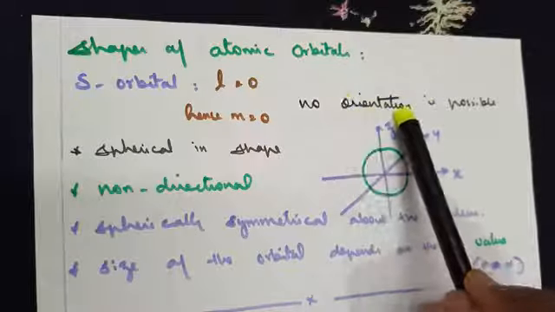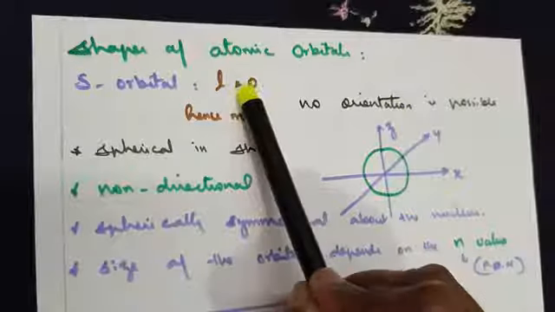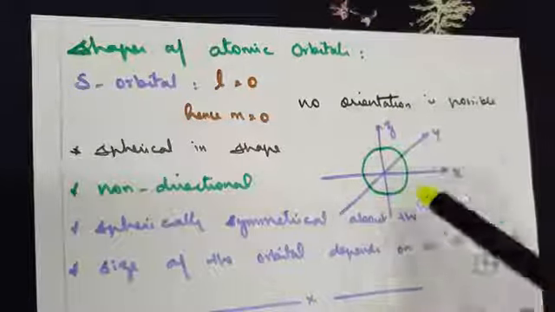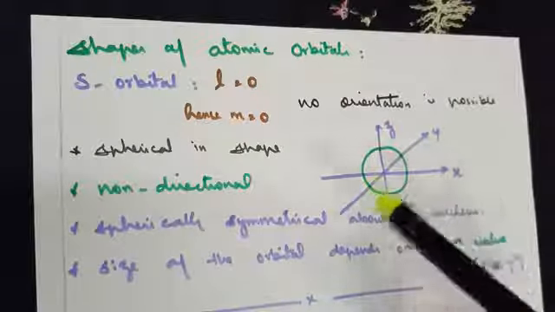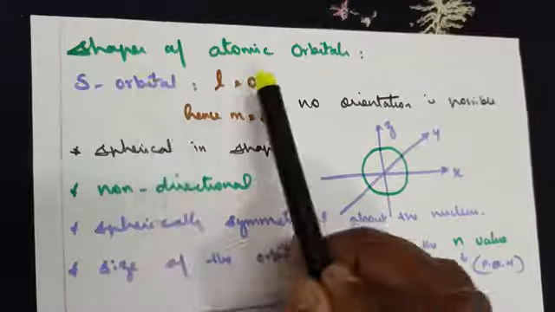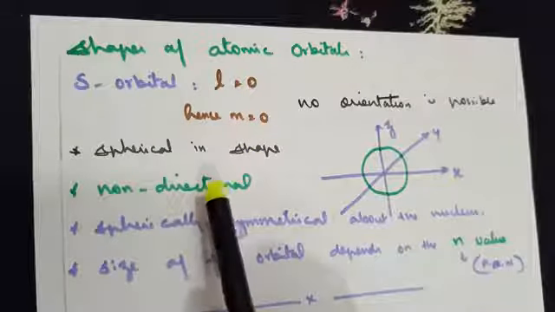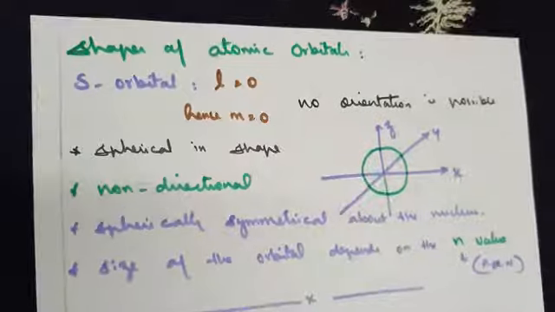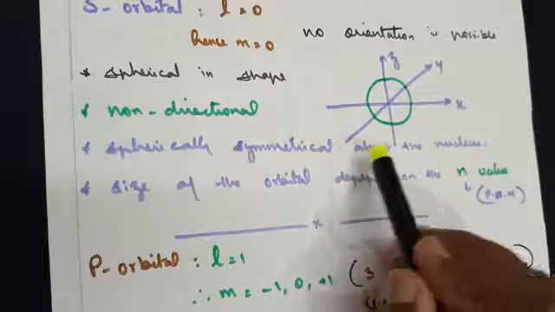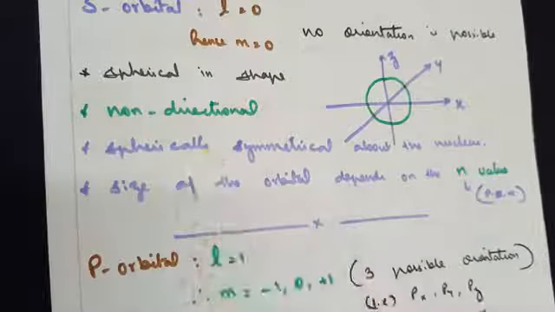I kept repeating the word orientation. It talks about px, py, pz, dxy, dyz, that is, the probability of finding the electron along a particular axis. Since the value is 0, no orientation is possible. So the spherical shape touches on all the axes. You can remember it like that. For the s orbital, you need to write down what shape it represents, and that it is non-directional. Why non-directional? No orientation is possible. And it is spherically symmetrical about the nucleus.